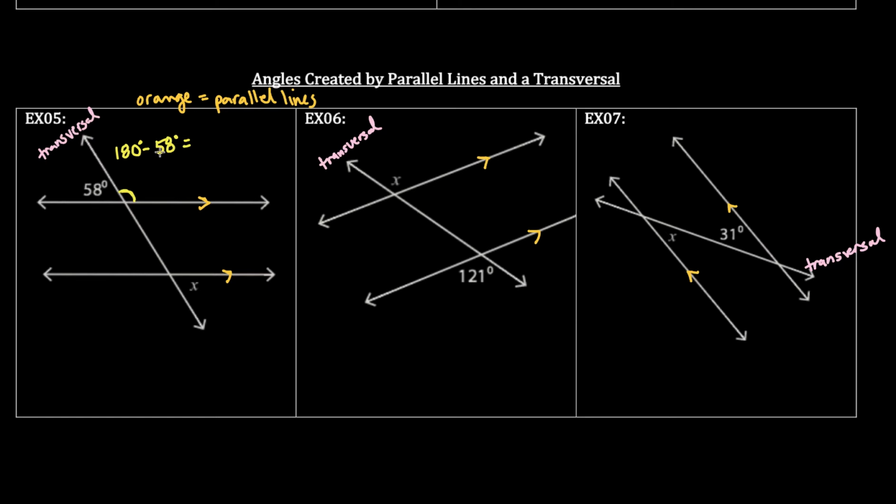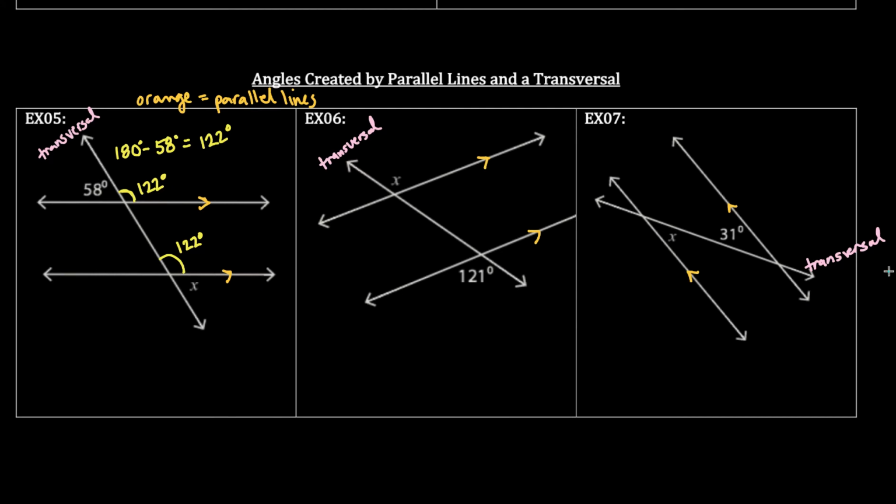I end up with 122 degrees. So this is 122 degrees. If you notice, because they're parallel, when this transversal cuts through both of them, it cuts through at the same angle. So for instance, this 122 is also this 122 degrees right here. They're congruent.